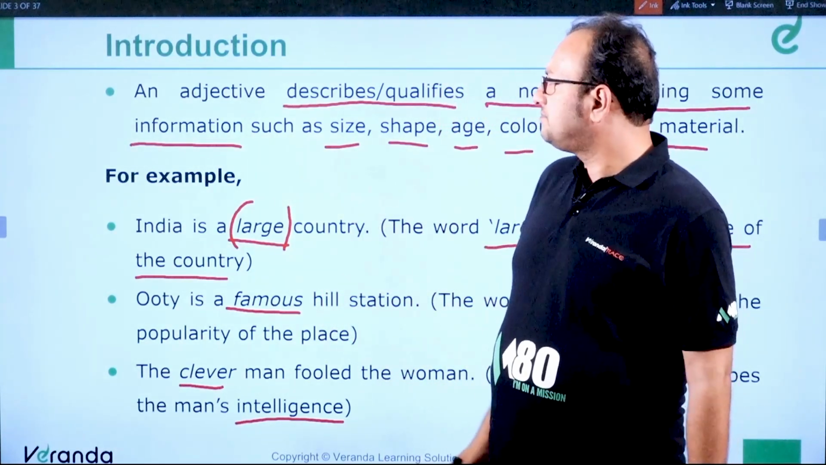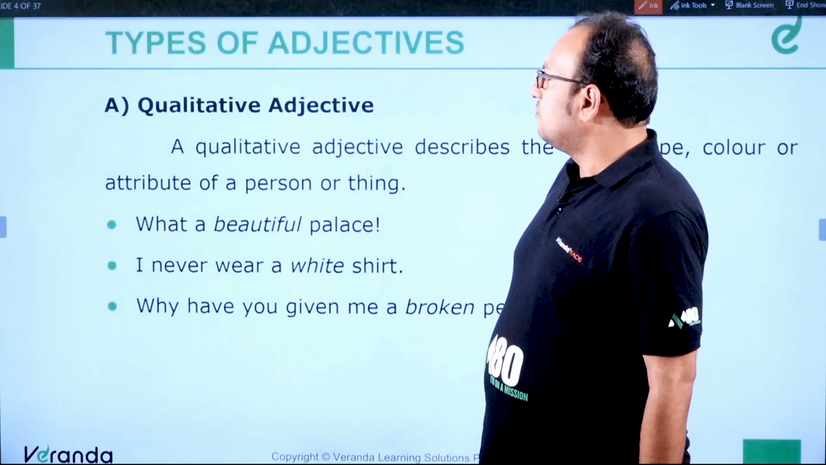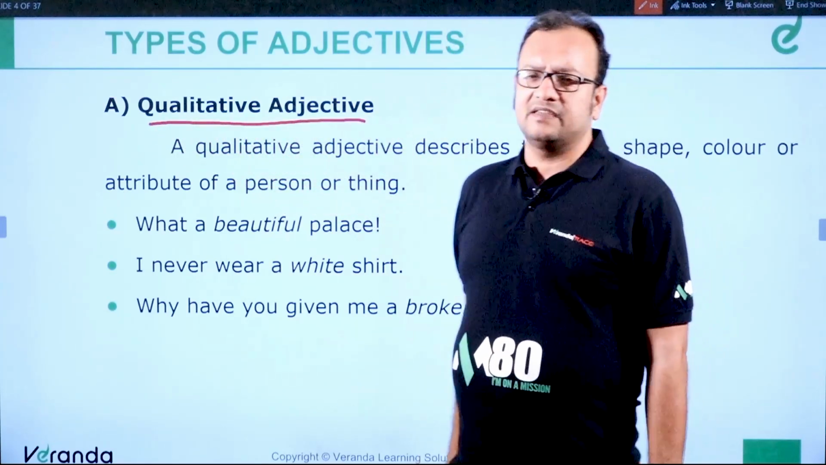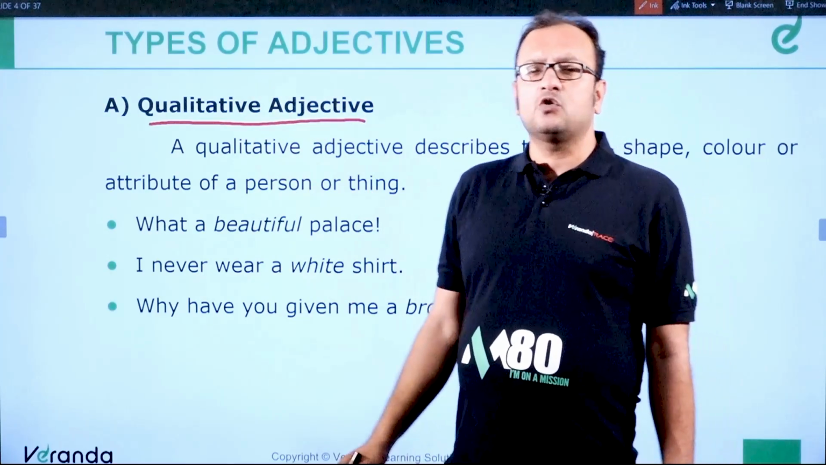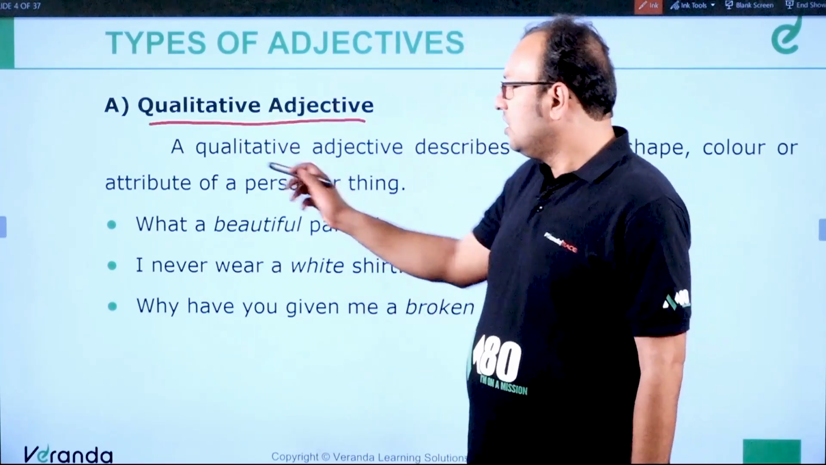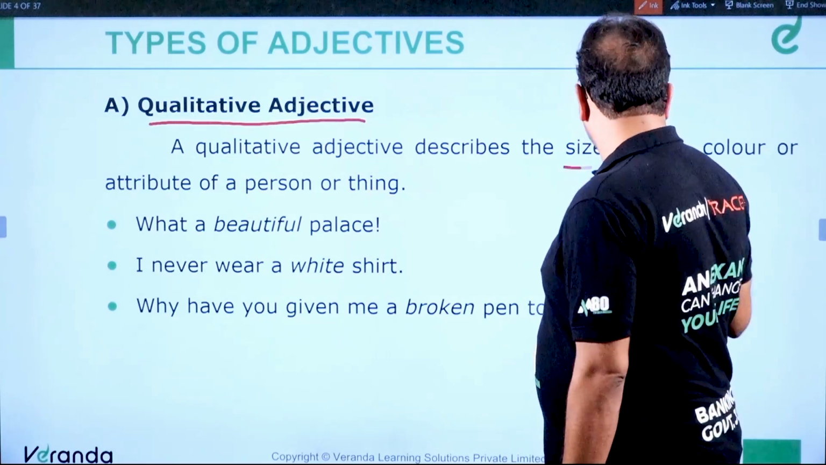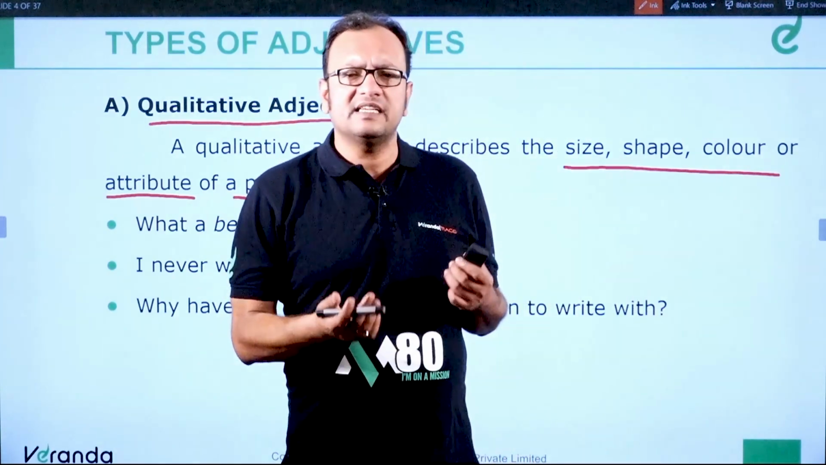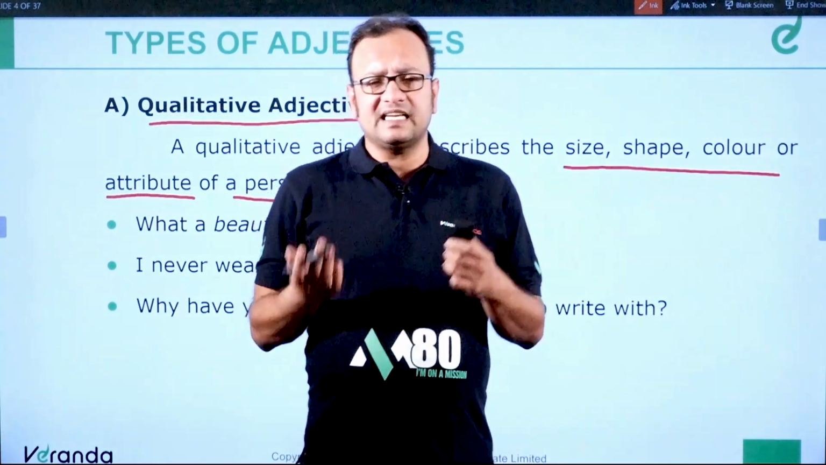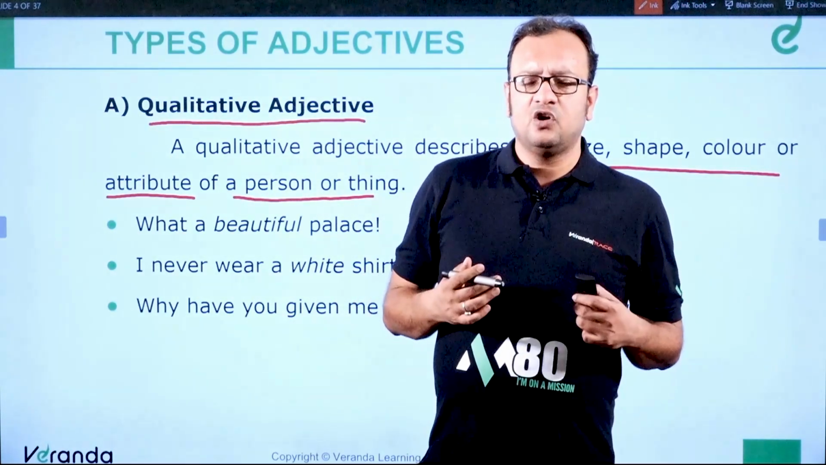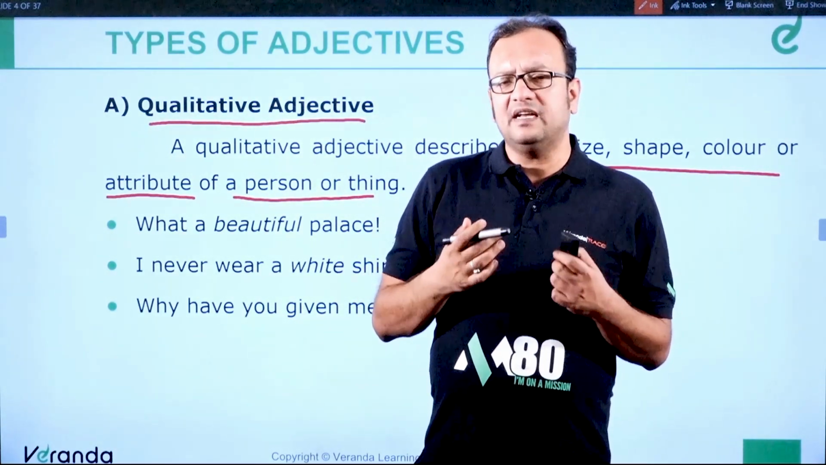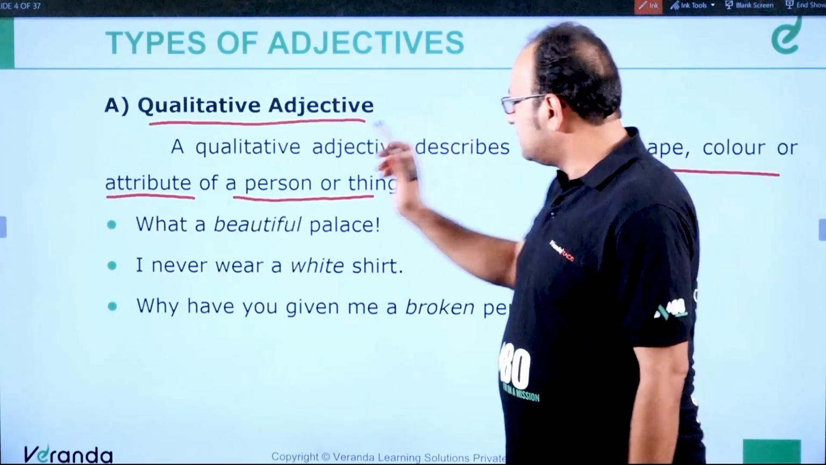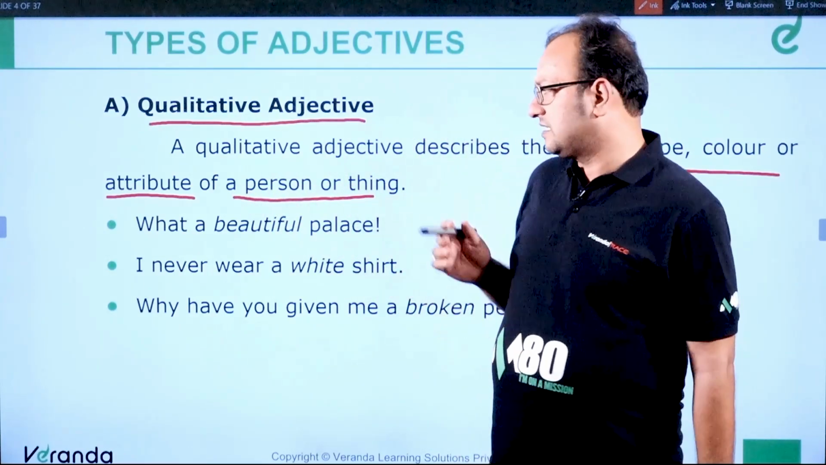Okay. Moving ahead, let us see what the types of adjectives are. First is qualitative adjectives. Obviously the word suggests it tells the quality of a noun. A qualitative adjective describes the size, shape, color, or attribute of a person or thing. A person or thing is a noun. So the word that describes the attribute, the trait of a noun is known as a qualitative adjective, like the size, shape, color and attribute of a person or thing.